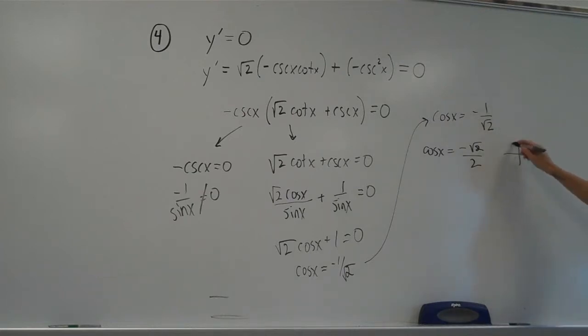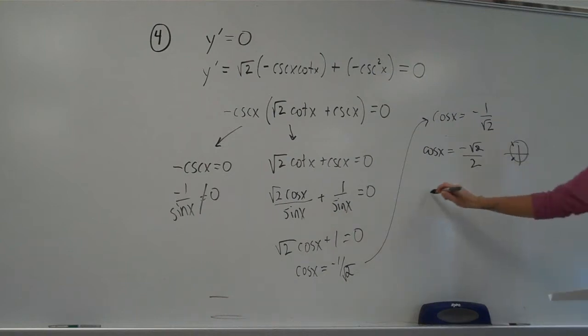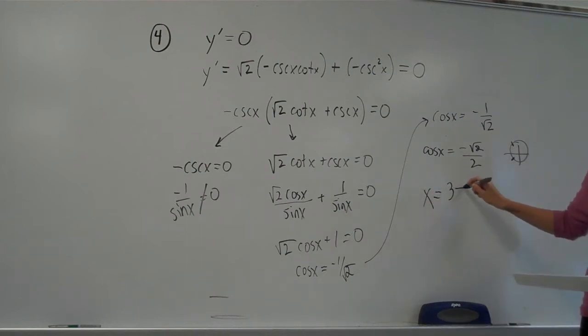So that's on the unit circle, that's easy. That happens whenever I am here or here, at 3 pi over 4 and 5 pi over 4. But the beginning of the problem said to only take into account when the x value is between 0 and pi. So the only x value I have to worry about is 3 pi over 4.